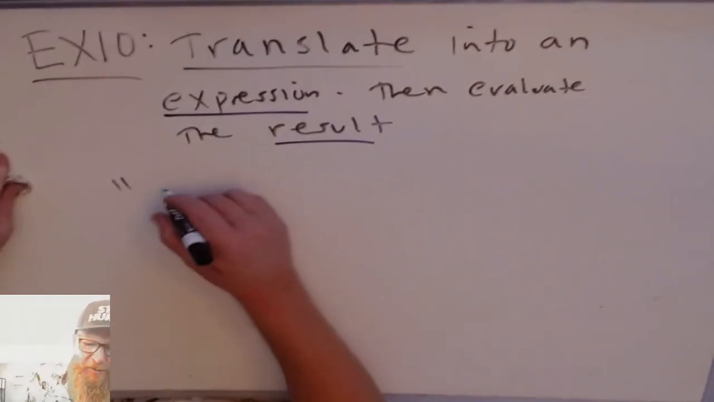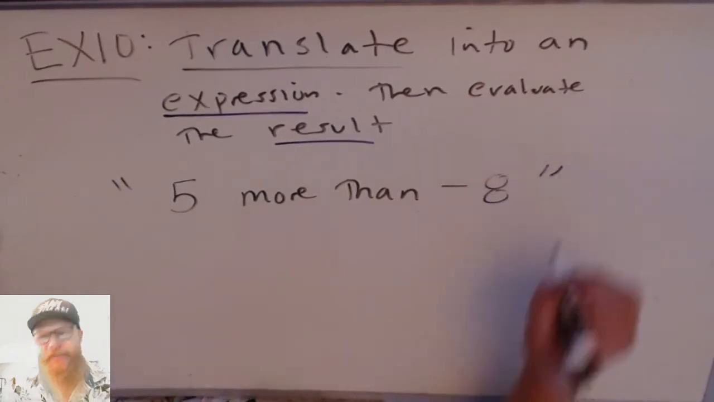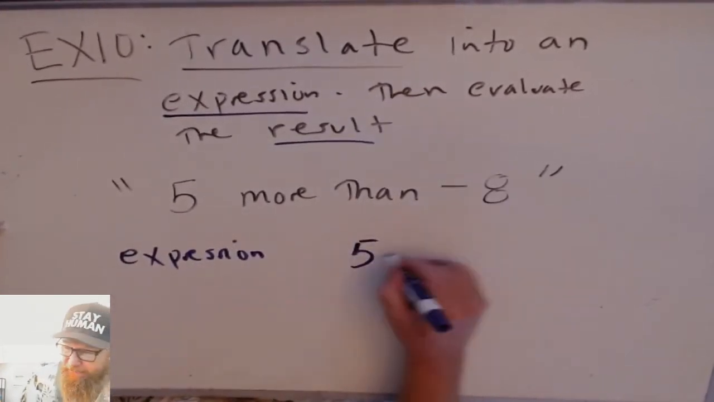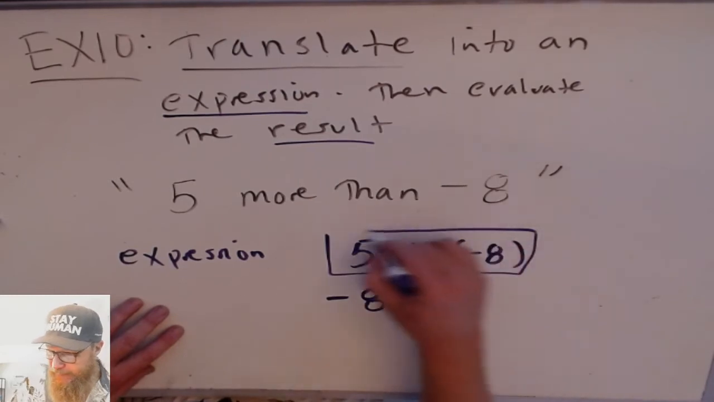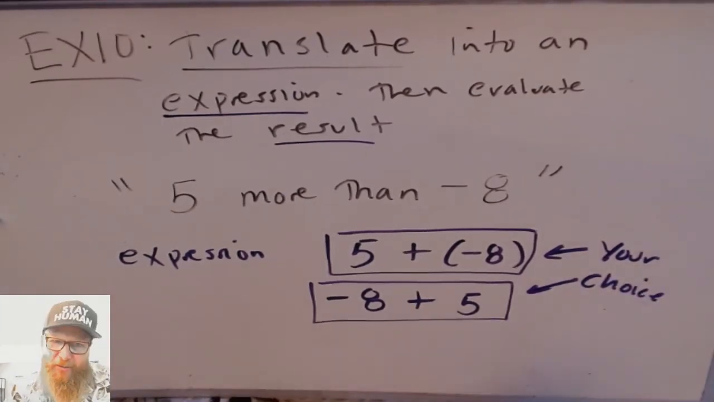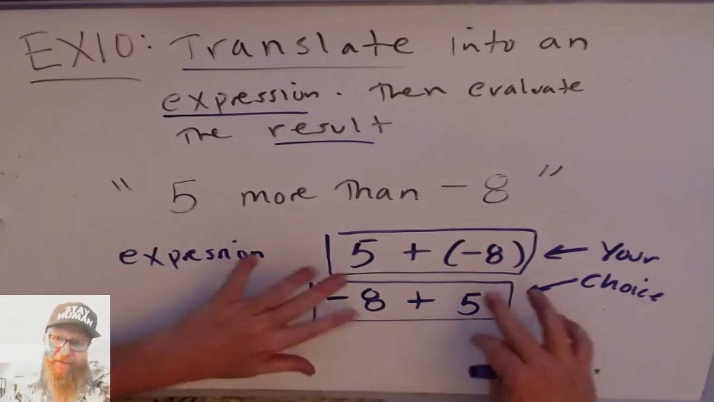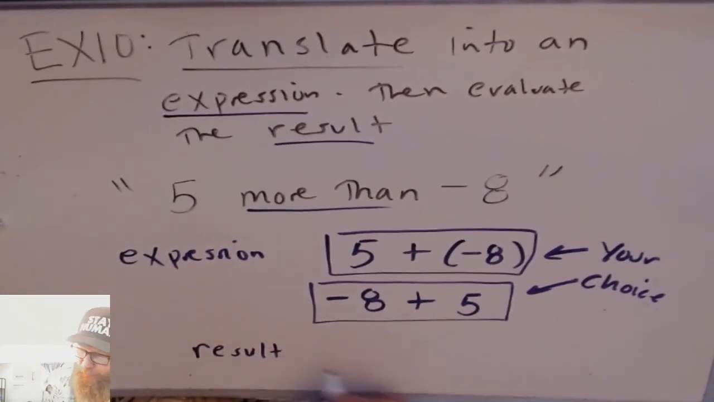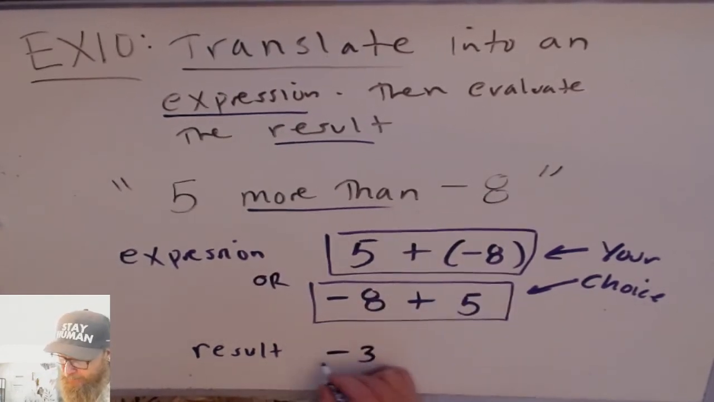All right. So if you say 5 more than -8, your expression has two choices. You could say 5 plus -8, or if you prefer, you can say -8 plus 5. Your choice. In my next lecture, 3.3, coming very soon, we'll talk about subtraction. Subtraction is the difference, and you don't have this nice choice when we're talking about subtraction. But today we're talking about addition. And then the result, -8 plus 5, or 5 plus -8, either one, is still -3.